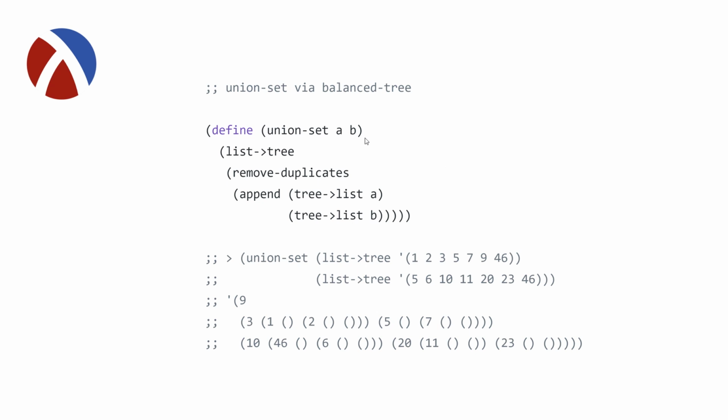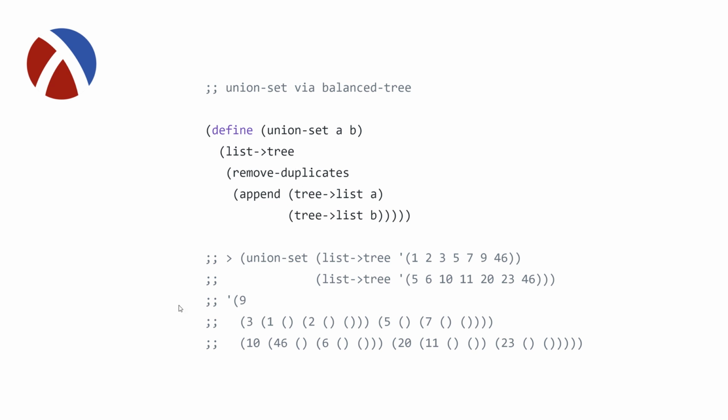So here is our union-set. This is very expensive in terms of memory, but it's what the book is asking us to do, which is to make use of the two previous exercises. So we read inside out. We convert our trees into lists. We have two binary trees representing sets, A and B. We convert these into lists, append them, remove the duplicates, and then put this back into a balanced tree.